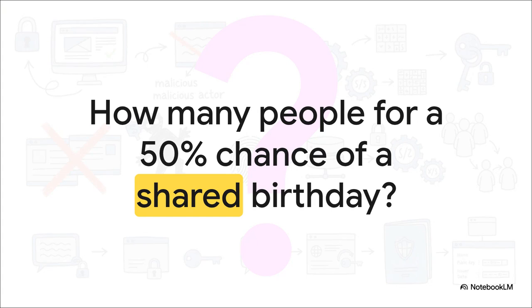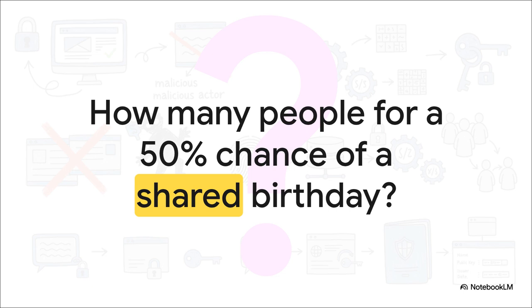Now, for a hash function to be secure, you need to be sure that two different messages can't create the same fingerprint. That's called a collision. To get why this is so important, let me ask you a kind of weird question. How many people do you think you'd need to get in a room to have a 50-50 shot that two of them share a birthday?